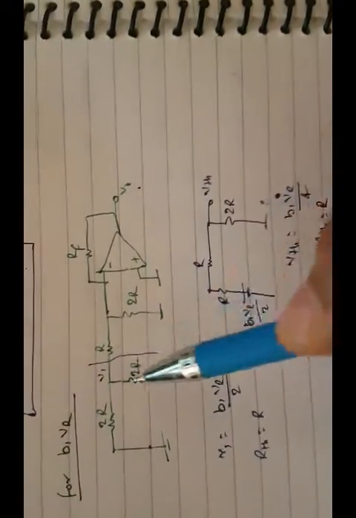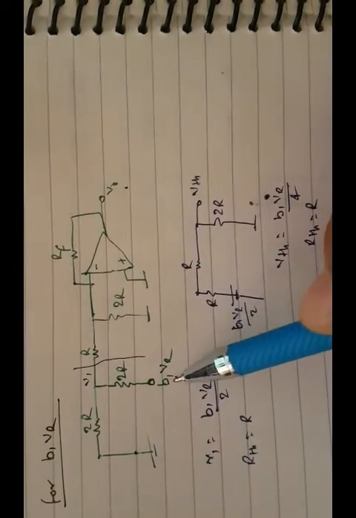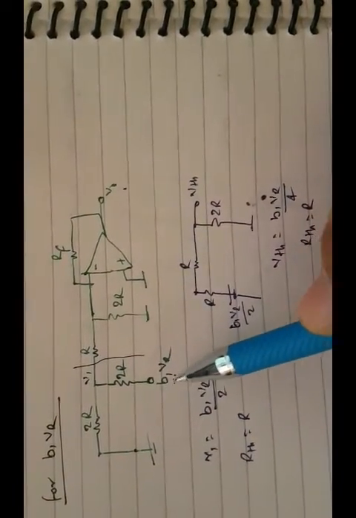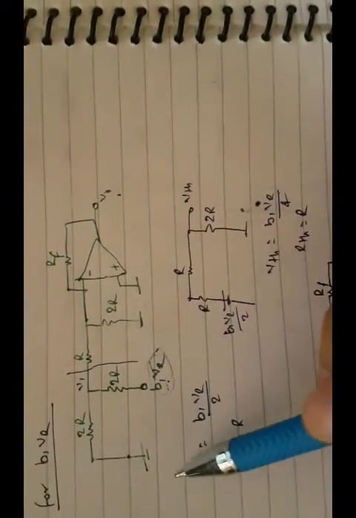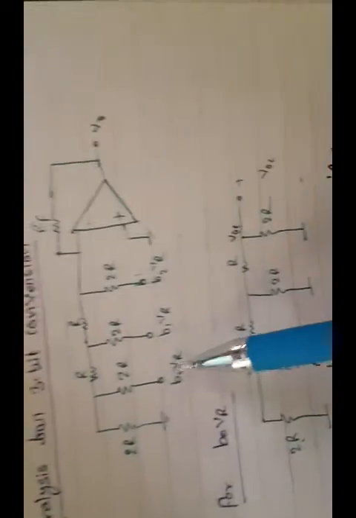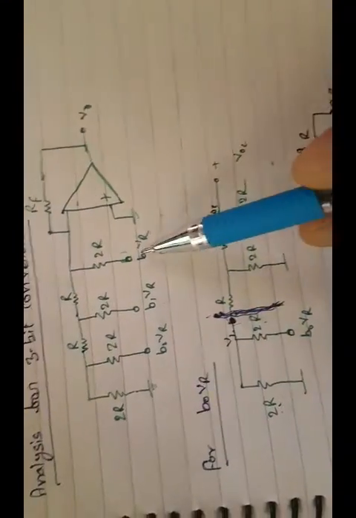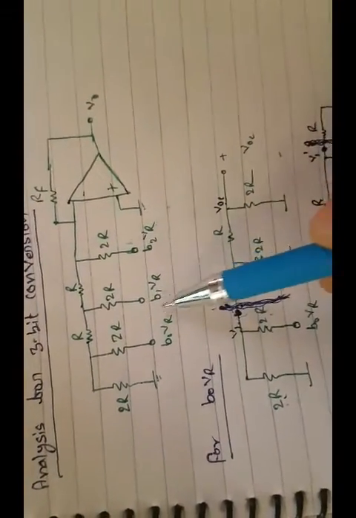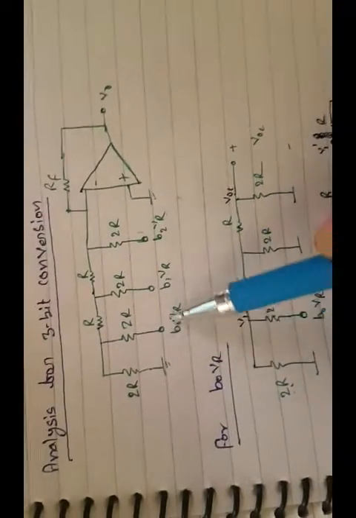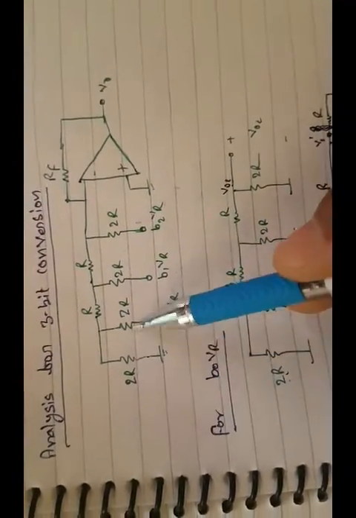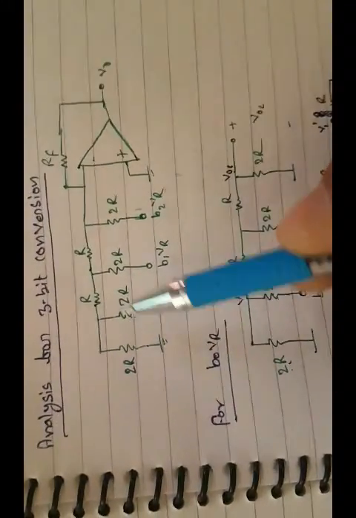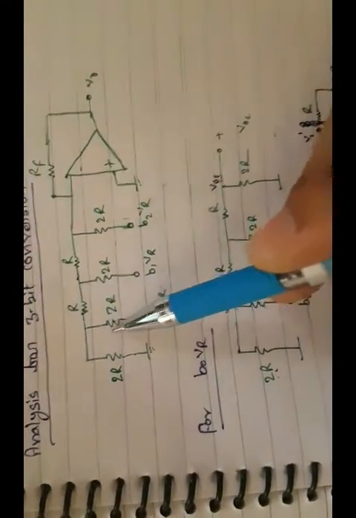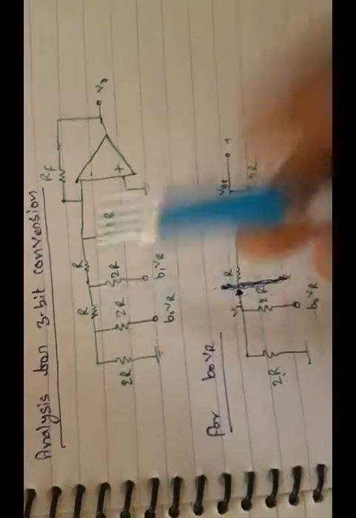So for B1 VR only this source will be active and the remaining sources will be deactivated. Here this source will be deactivated and this source will be deactivated. Only this source will be active. So R and R are in parallel, so the total equivalent resistance is R, and again R and R in series, so the total resistance here is 2R.